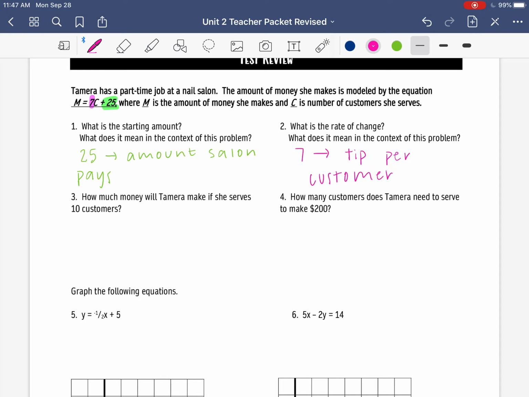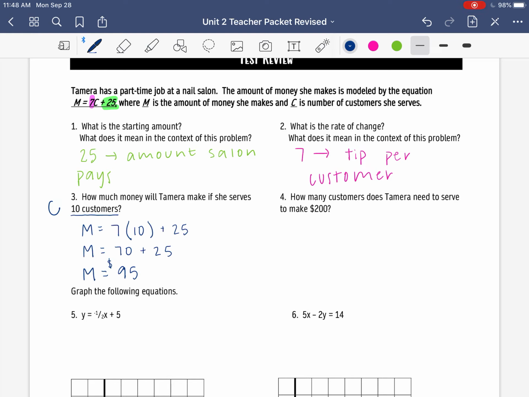And now we can use our equation to answer numbers 3 and 4. So number 3 says, how much money will she make if she serves 10 customers? So here, that 10 customers is giving us a C value, since C represents customers. So in my equation, I'm going to replace the C with a 10 and solve for the amount of money that she makes. So the M, the amount of money, is already by itself. So I can go to my calculator and do 7 times 10, which is 70. So she's going to get $70 in tips, plus the $25 the salon pays her, which is $95. So she will get $95 if she serves 10 customers.